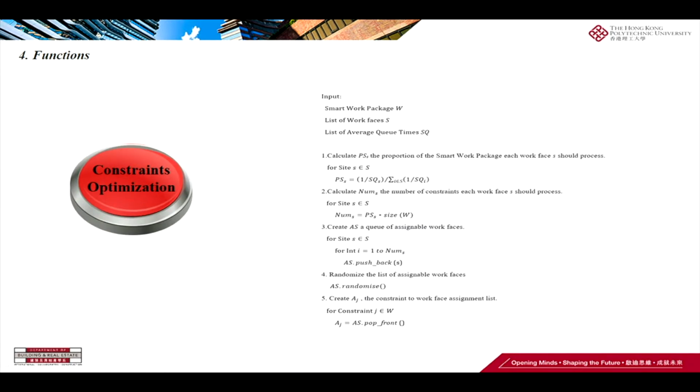For constraint optimization, we have several steps for the optimization process. First, we calculate the proportion of the smart work packages that each work phase should process, and then calculate the number of constraints that each workforce should process. For the third and fourth steps, we create a randomized list of assignable workforces to the work packages based on the second step. Finally, we create a final constraint-to-workforce assignment list.